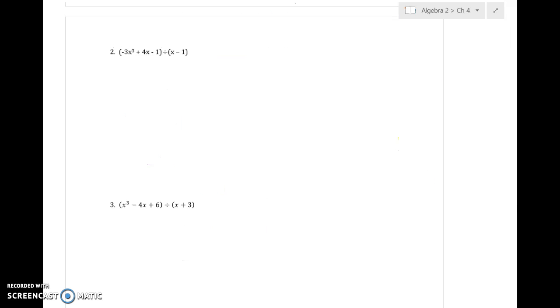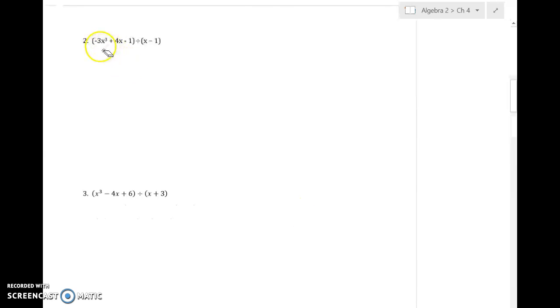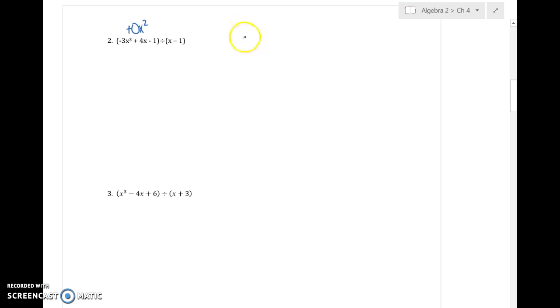In example 2, is there a missing exponent? We start with x to the third and then go straight to 4x. X squared is missing in there. So anytime there's a missing exponent, you need to add in a ghost term as a placeholder where that term should go. So when we set this up, we have negative 3x to the third plus 0x squared plus 4x minus 1. We are dividing that by x minus 1.